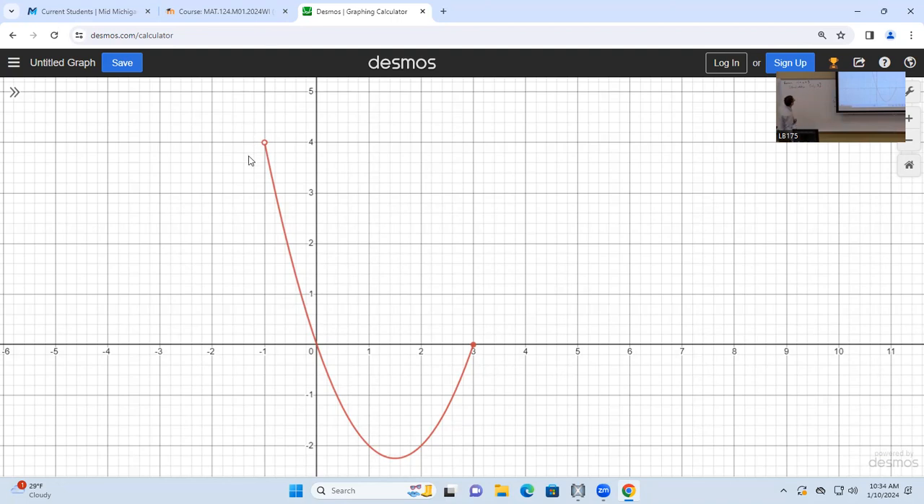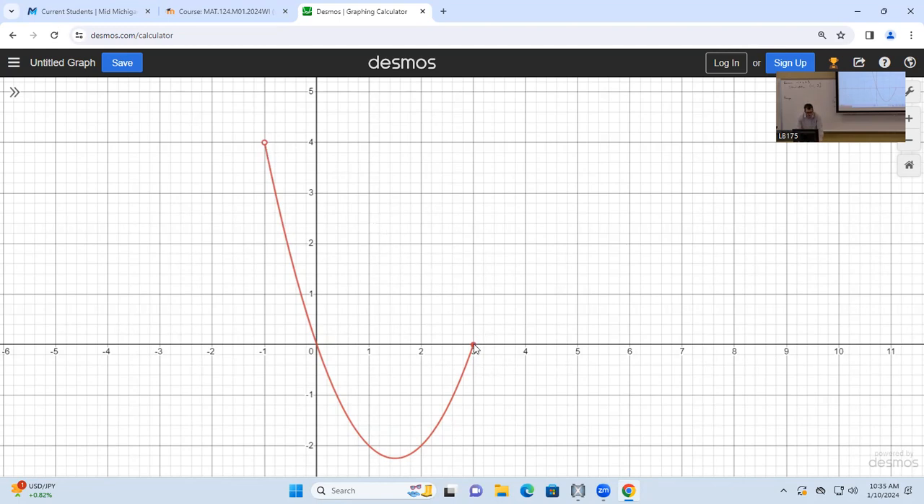Now, as far as the range goes, range is a little bit trickier. Range is where your y values or your output values are between. So I look at the topmost point. The topmost point is still (-1, 4), so the highest y value is a 4. Now I can't touch 4, but I can get as close as I want to it. That's what that open circle means.